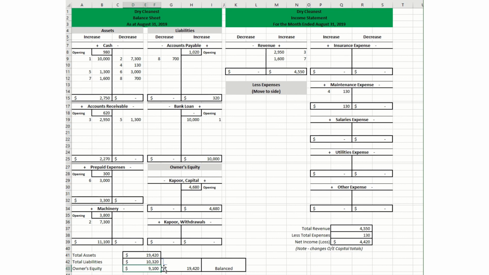If there was a situation where Kapoor took money out, he would have had a balance on the left side, otherwise a debit balance or a decreased balance in the withdrawal account. So you would have taken the 4,680 plus the net income, less any amounts that he took out, would have been your closing owner's equity for that point in time. Okay, this will make more sense as we continue the chapter.